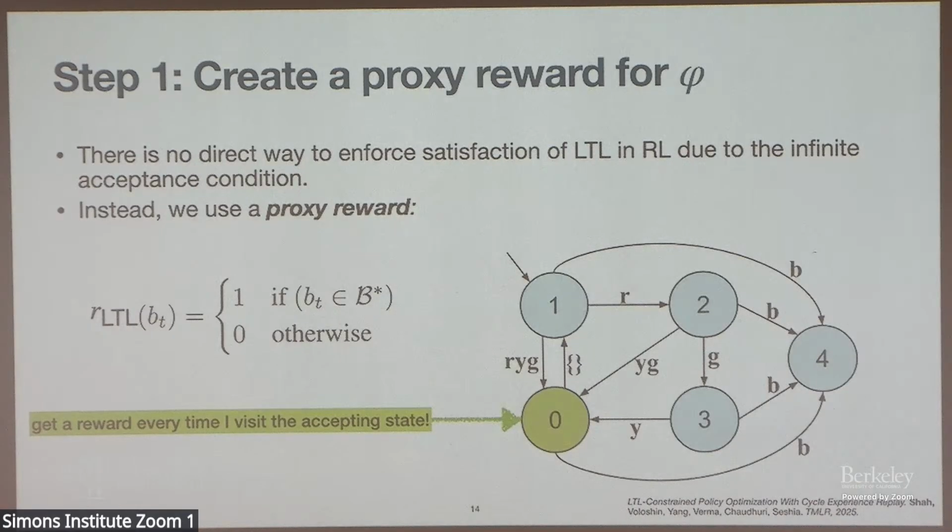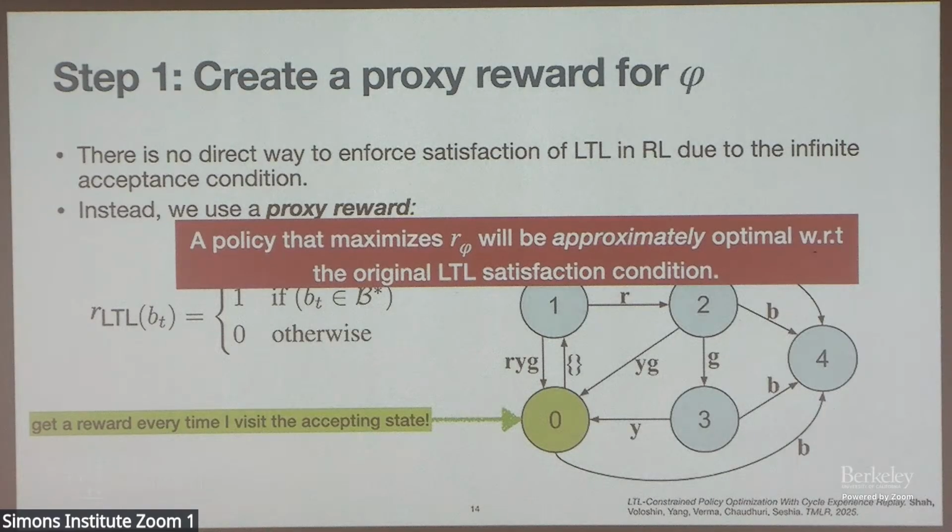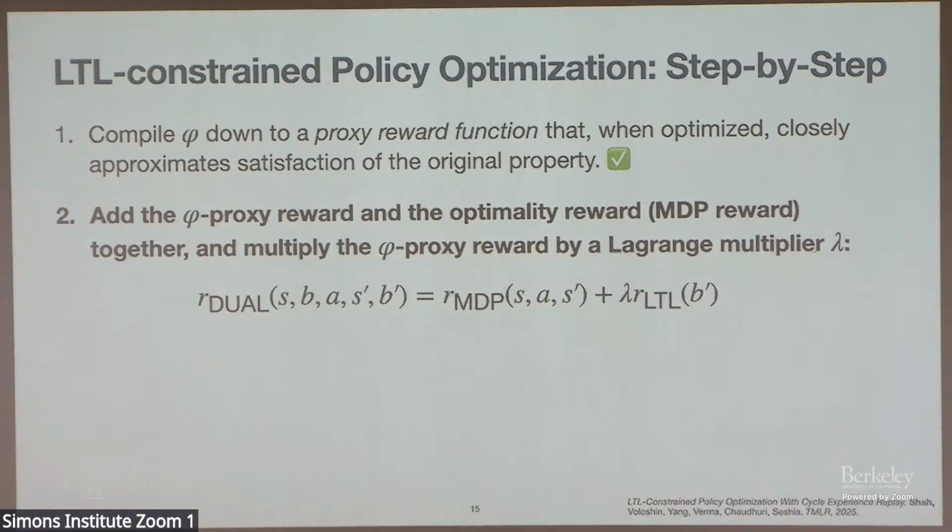And since, as we recall, our acceptance condition is infinitely visiting this accepting state, there's theory in prior work that shows that a policy that maximizes this reward will be closely approximately optimal with respect to the original LTL satisfaction condition. There are some details here that I'm eliding, specifically discount factors and things like that, which are important but not within the scope of this talk, and I'm happy to discuss them. I just wanted to be clear about the details there. But this is what we'll be using as our proxy reward.